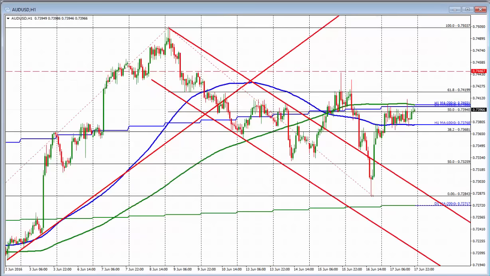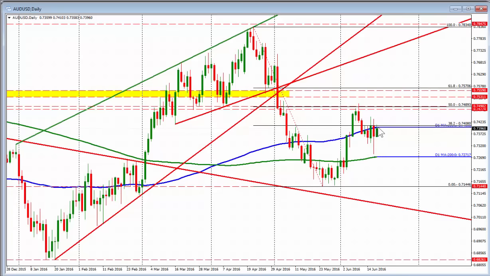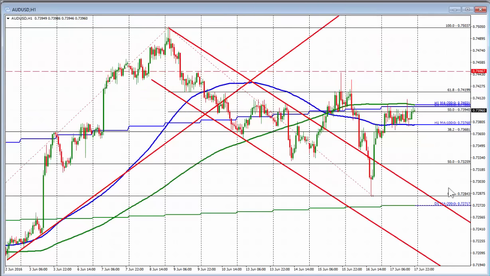And finally, the Aussie versus US dollar. Here's the 100 and 200 bar moving average and 100-day moving average. The 100-day moving average, I'll go to the daily chart here. We've traded above and below for the last 5 trading days. That's okay. That means that the market doesn't know what it wants to do. If the market doesn't know what it wants to do, it's going to stay around key levels like the 100-day moving average until it decides to move away from it.